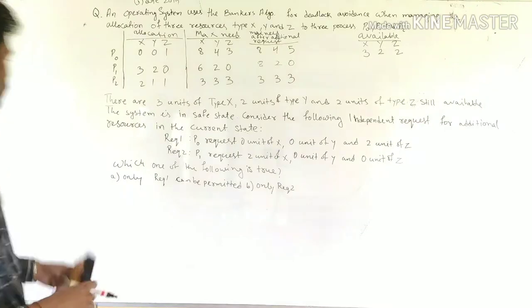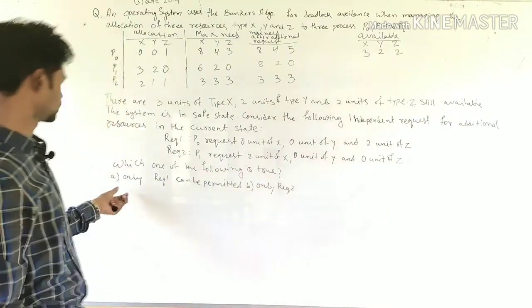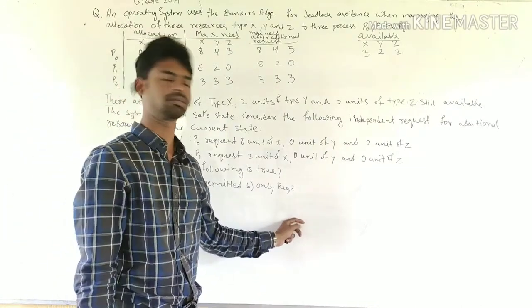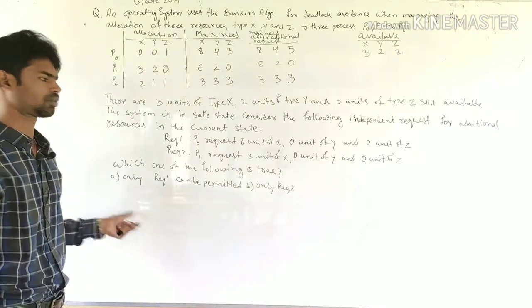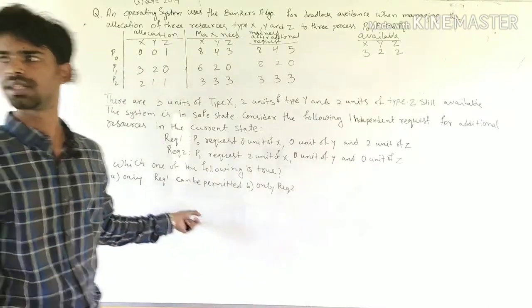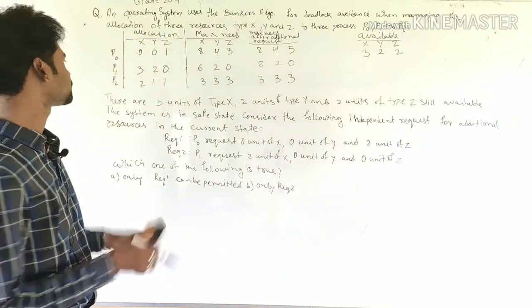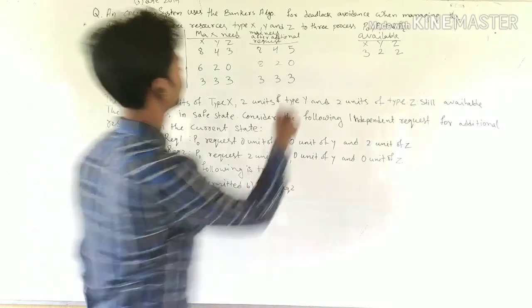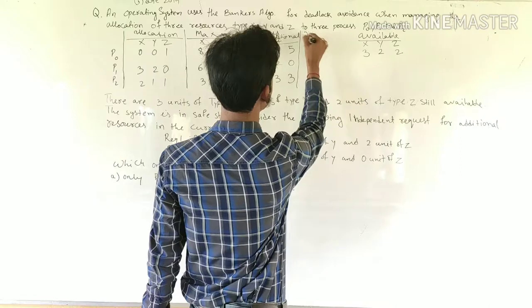Okay. Now, which one of the following is true? Option A, only request 1 can be permitted. Option B, only request 2 can be permitted. Option C, neither request 1 nor request 2 can be permitted, and option D is both can be permitted. So, how to solve? First of all, what we have to find out? We have to find out the remaining need.